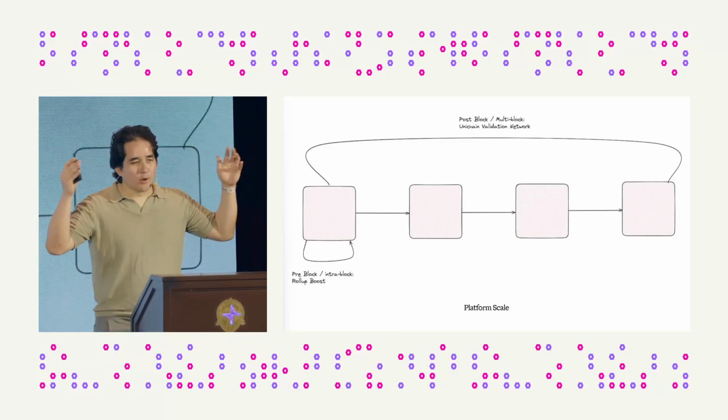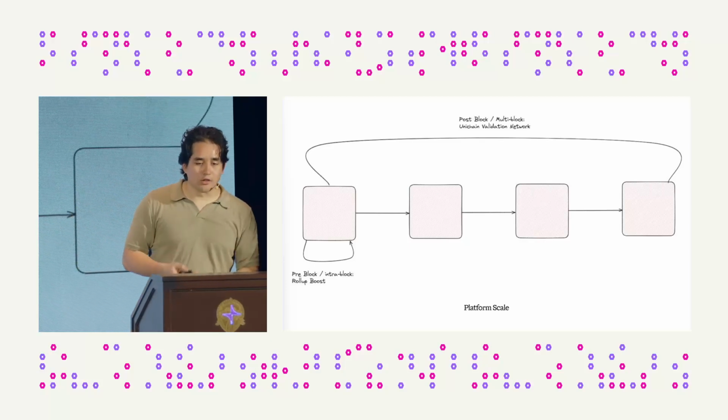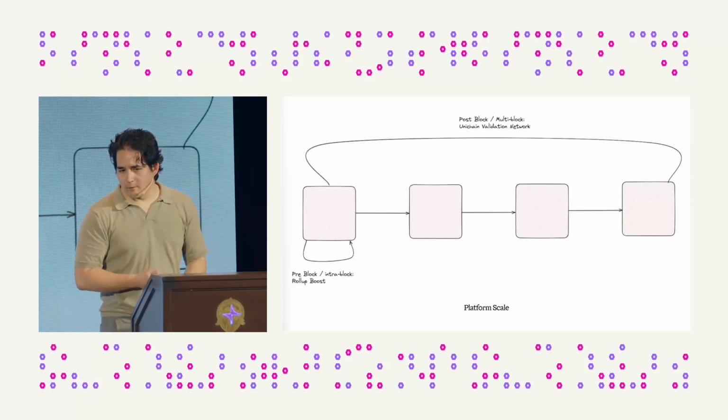And finally, any post-block, multi-block, more meta enhancements are going to be a part of the Unichain validation network, in my mental model right now.